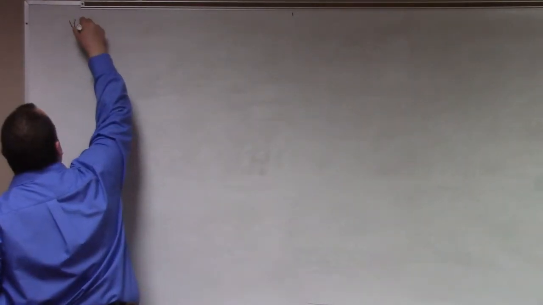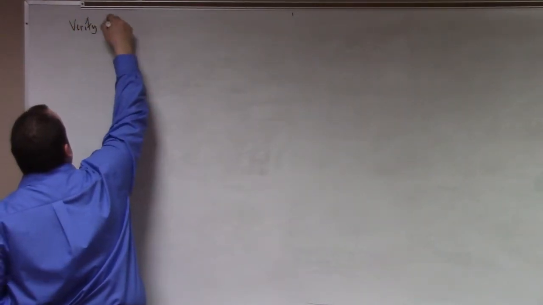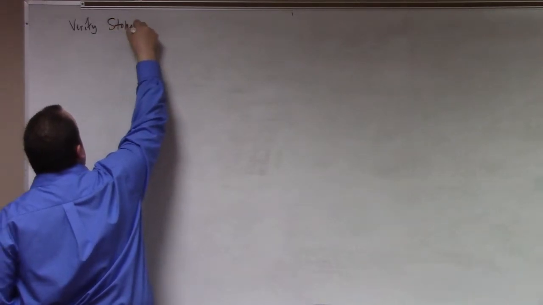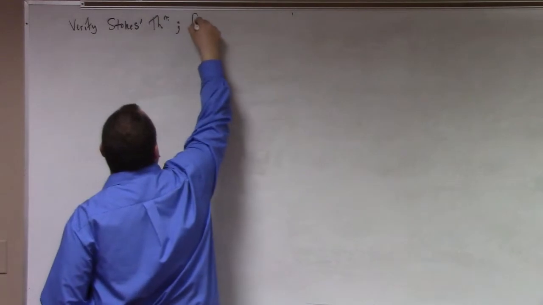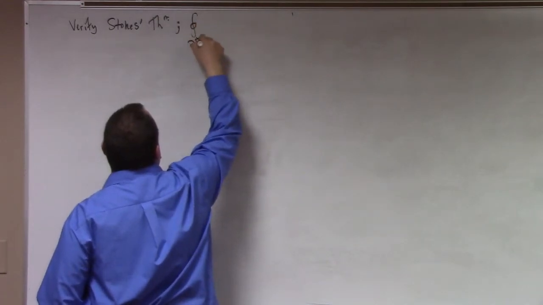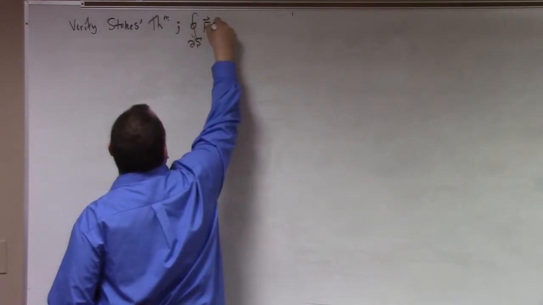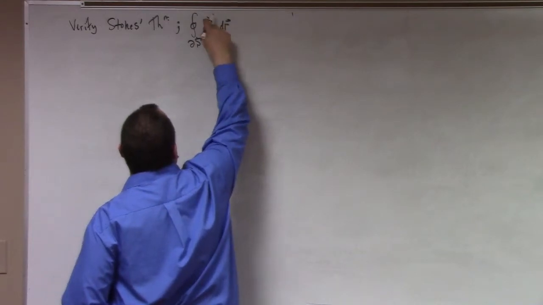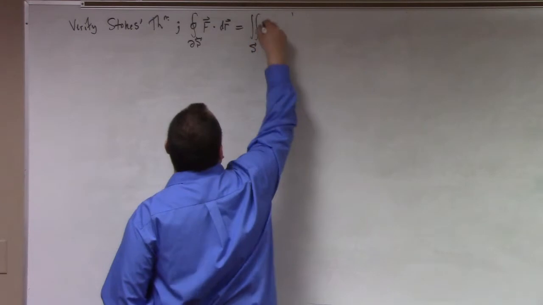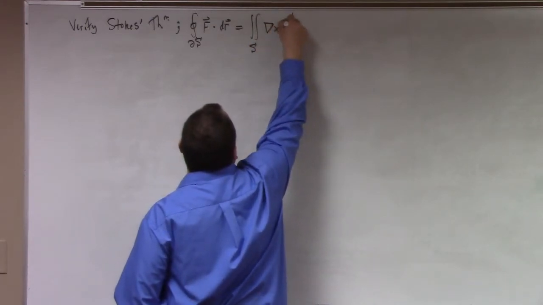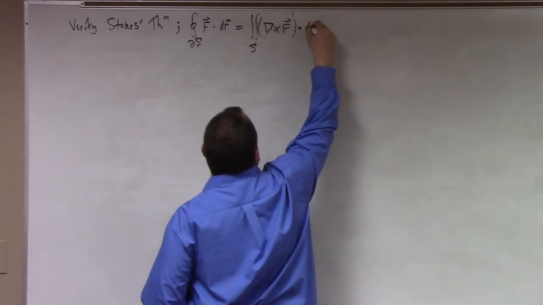All right, so the problem is verify Stokes' theorem, which says what? It says that the integral over the boundary of a surface of f dot dr, the line integral, is equal to the surface integral over S of the curl of f dot dS.